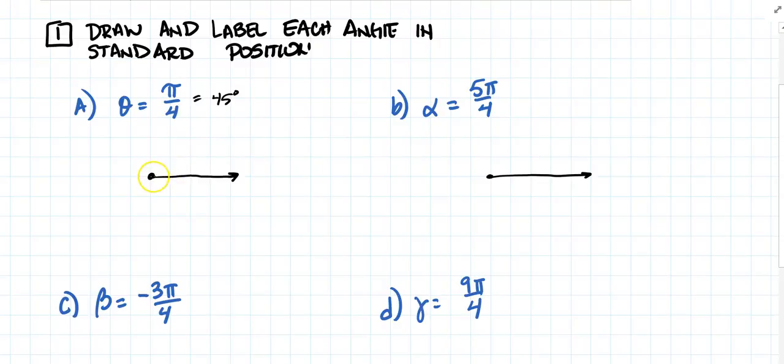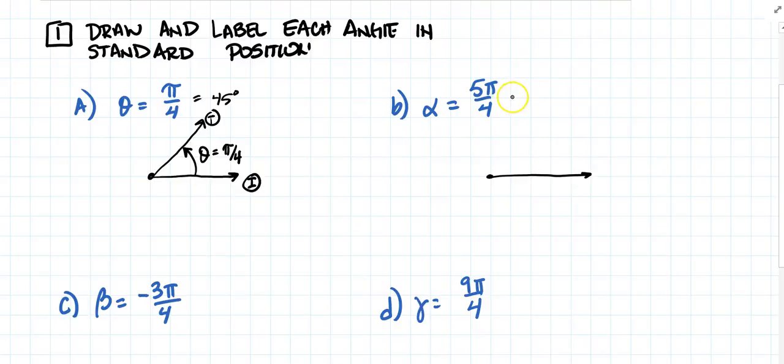So I'm going to do my best to draw an angle in standard position at 45 degrees. And remember, the arrow indicates the direction in which it's going. So that would be pi over 4. This is my initial side of my angle, and this is my terminal side of my angle, and that's how we would draw pi over 4. Okay, let's consider 5 pi over 4.